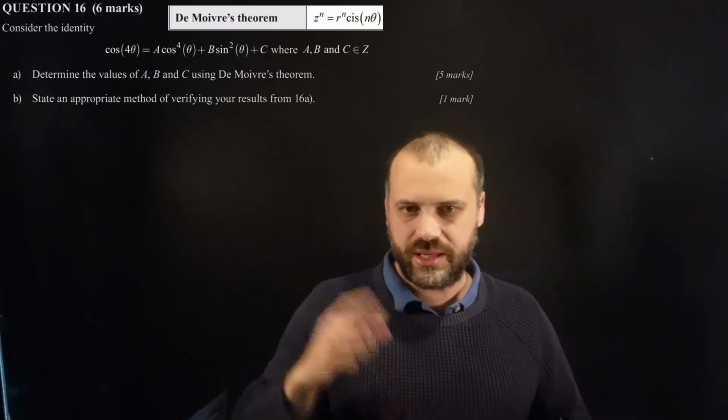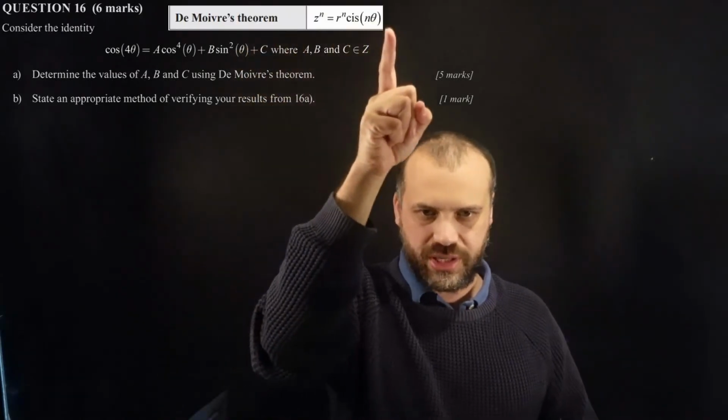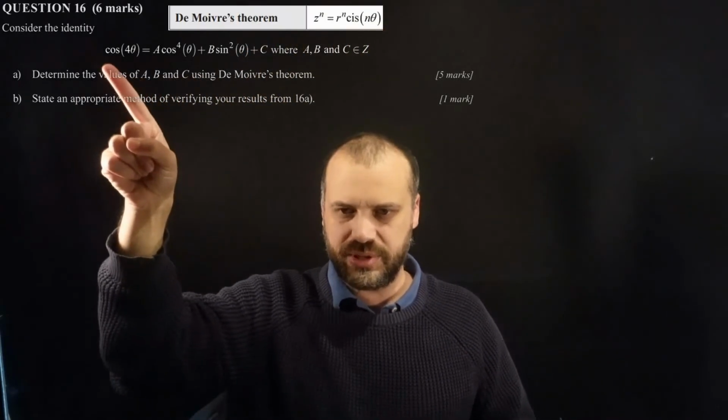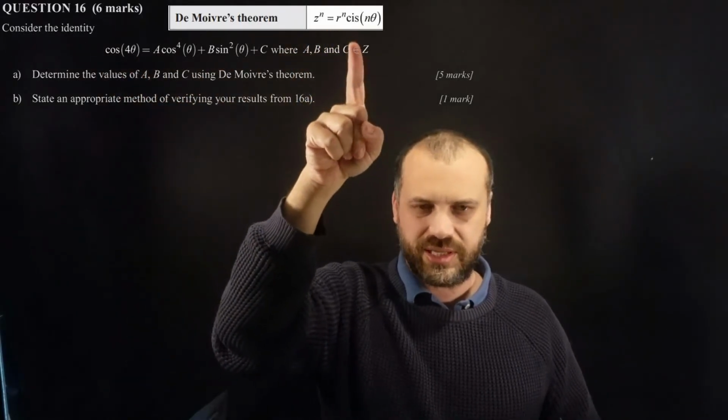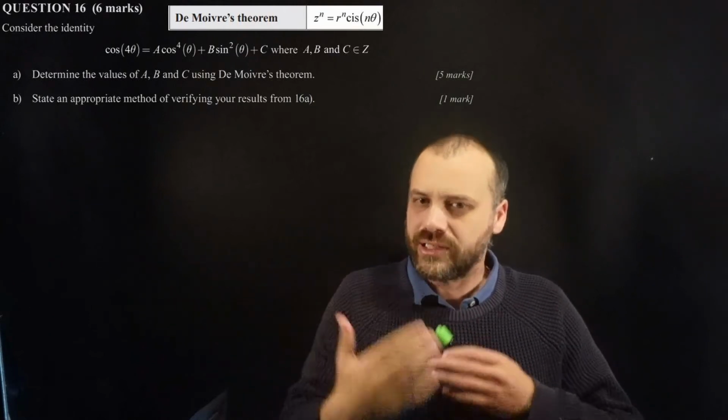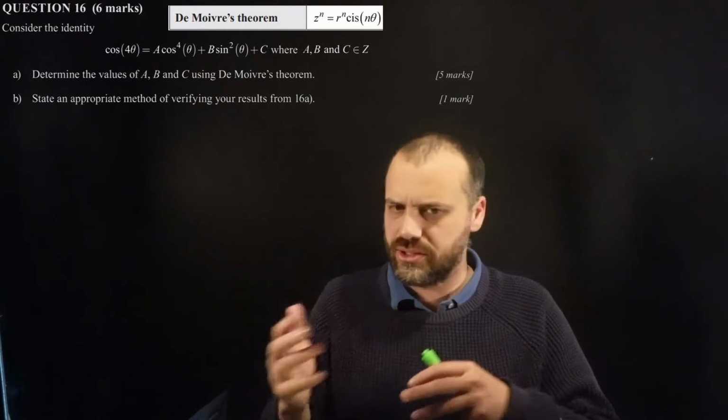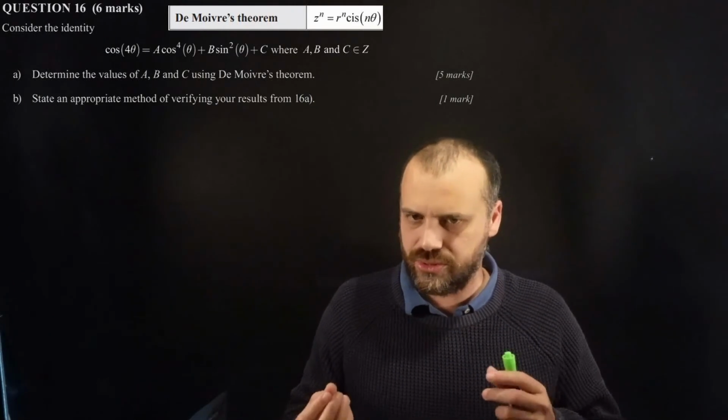So there's our formula, de Moivre's theorem, and I'm looking at this, and I'm seeing cos 4 theta, and I'm looking at this, and I'm seeing cis. So it's a little bit confusing, cis, cos, how are they related to each other?